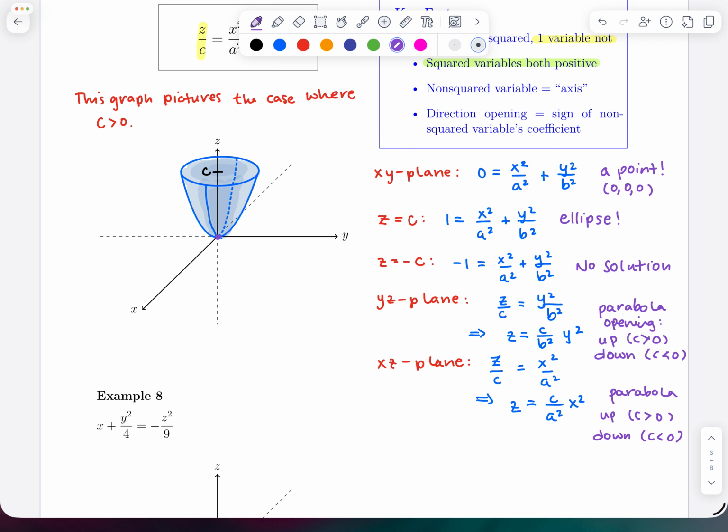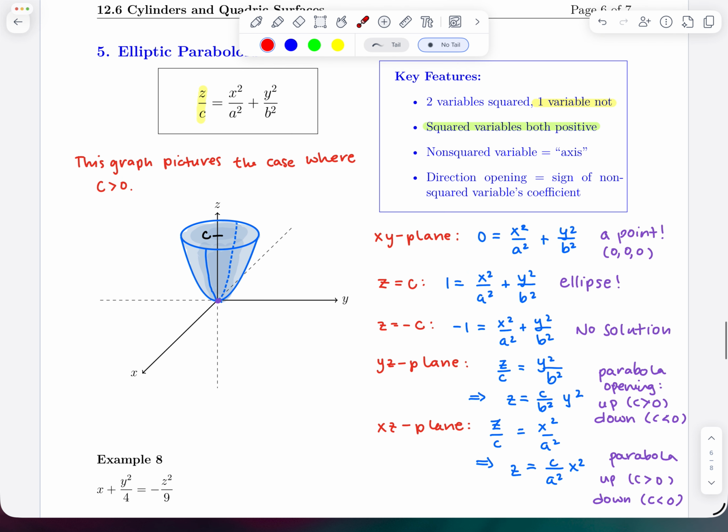So coming over to my picture, this outer parabola that you're getting is coming from the yz plane trace. And the xz plane trace produces this parabola. And so together you get something that looks kind of like a parabolic bowl, opening only in one direction. And that was because you don't get any solutions when z is equal to negative c.